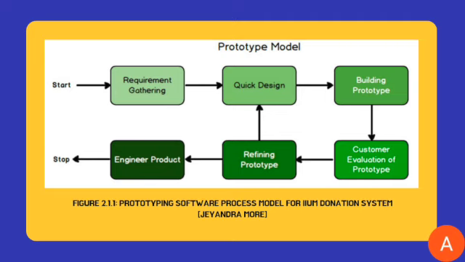So the fifth step is refining the prototype. In this step, we will improve the prototype by adding and removing the wanted and unwanted elements based on the feedback that we get from the customer evaluation of the prototype. So the last step is engineering the product, where we would construct the final product after all of the improvements from the customer's feedback. So this is to make sure the customer is satisfied and approves the final product.